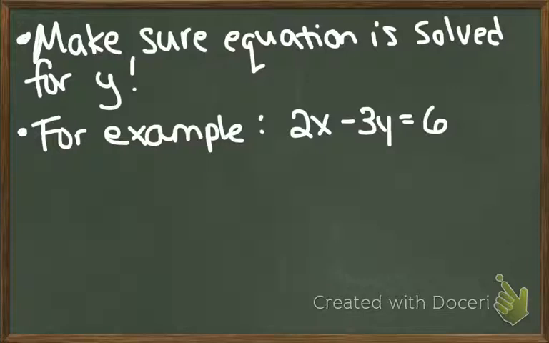Make sure your equation is solved for y. For example, if you have the equation 2x minus 3y is equal to 6, then you would have to proceed to solve for y. First, subtract 2x from both sides. So we have negative 3y is equal to negative 2x plus 6.